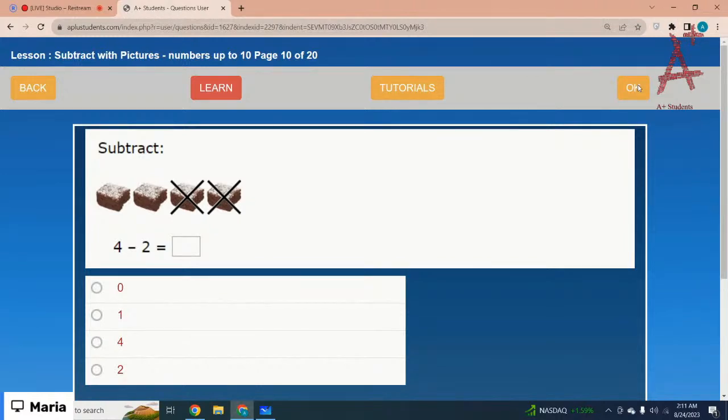The next one is you have one, two, three, four brownies. Two of them are crossed out. That means when you start with four, you take away two, you are left with two. The correct option is two. So four take away two equals two.